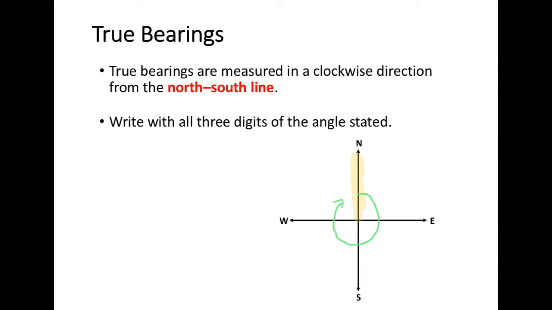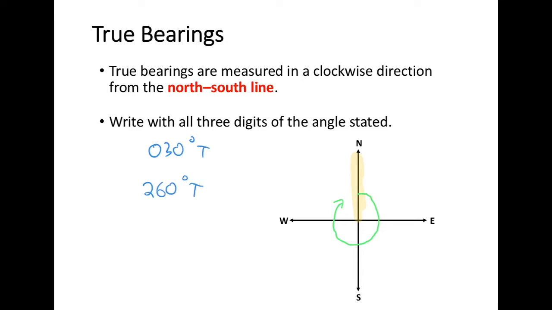So for example, if the size of the angle we were measuring was 30 degrees, our true bearing would be 030 degrees true north. So remembering if it is under 100 degrees, we need to put the 0 in front. So we are maintaining 3 digits. If our angle size was 260 degrees, we'll write it as 260 degrees true north.